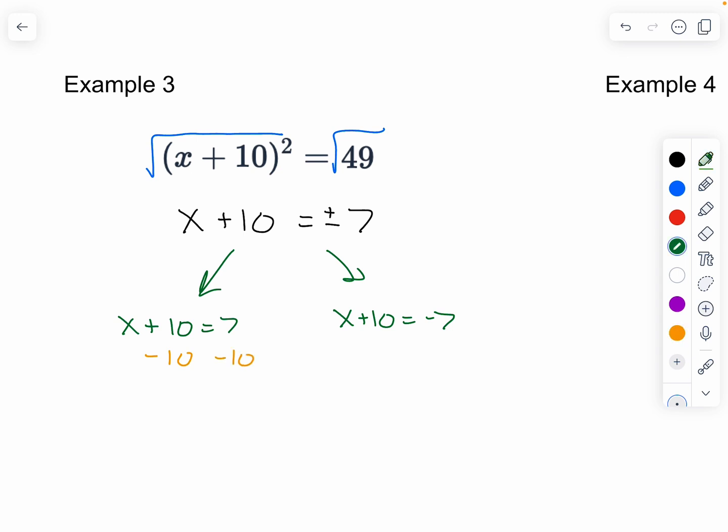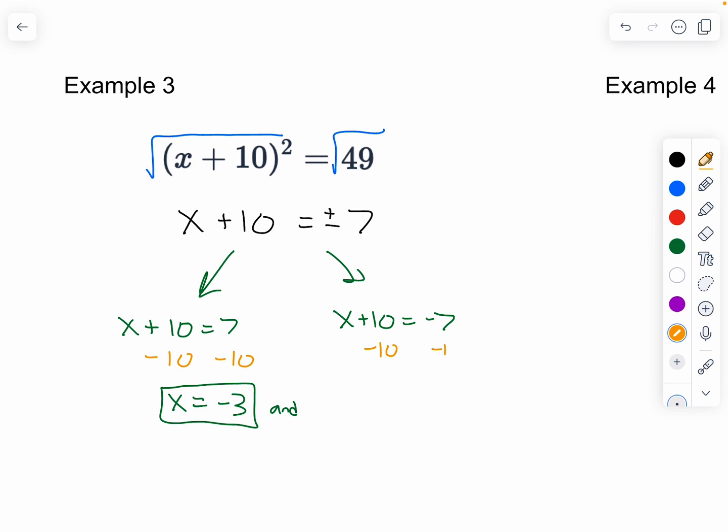So I'll start on the left side. I'll subtract 10. 7 minus 10 is negative 3. That's one of my solutions. Okay. On the right side, I'll subtract 10. Negative 7 minus 10 is negative 17. That's my other solution.